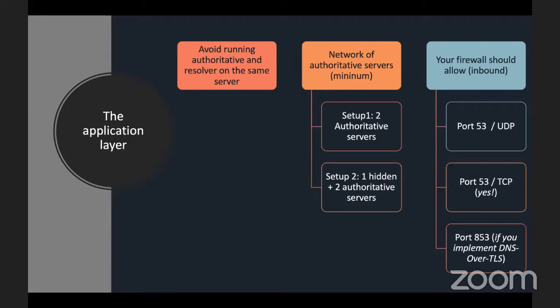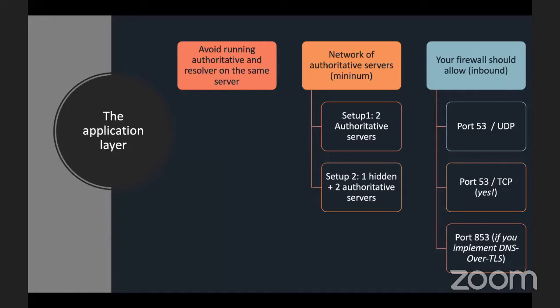Regarding the application layer, the first thing will be to avoid running the authoritative function and the resolver on the same servers. And talking about the authoritative servers, we already said that the first setup can be 2 authoritative servers. On setup number 2, you have 1 which is hidden and you have 2 other authoritative servers. So it basically means you can have 3 servers and 1 which is hidden.